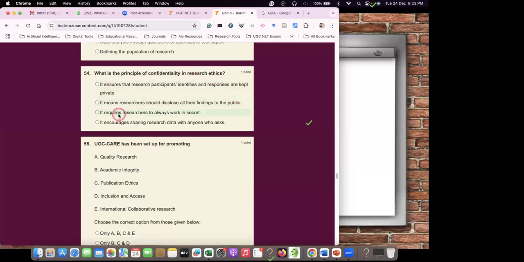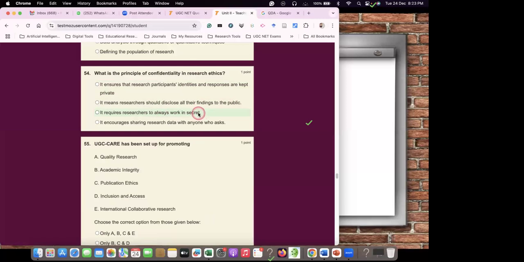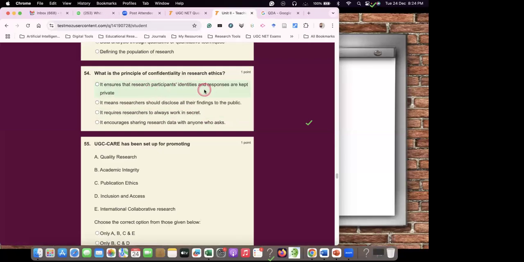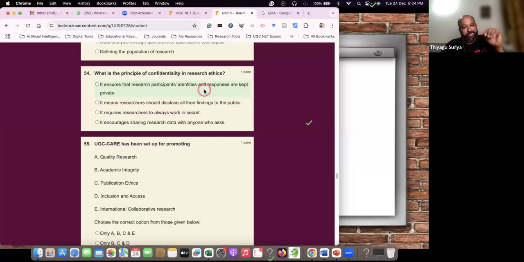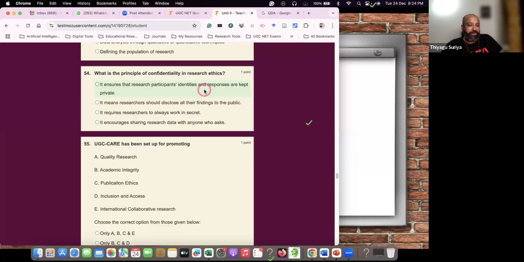It's to request the researcher to always work in secret, to encourage sharing the research data with anyone who asks. Is that the correct answer? The first one requires the researcher to always work in secret. Is it? The first one, to ensure the research participants' identity. Listen, here, number four: confidentiality is not about doing the research secretly. It's not correct. Instead, confidentiality ensures the identity of the research participants. We cannot share this, because we are doing the research with human beings. We cannot reveal the sample's identity.